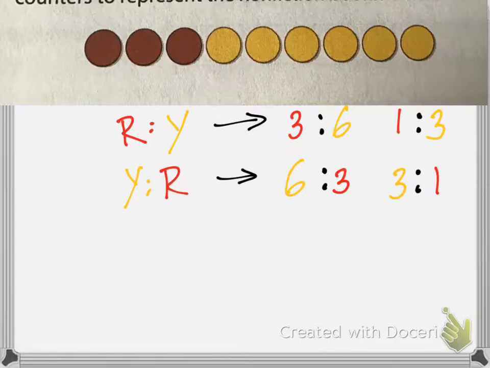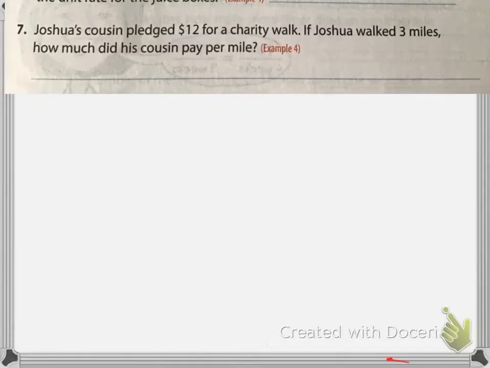So when we do this, you must carefully read the problem and see, is it asking you red to yellow, yellow to red? Is it asking you muffins to cupcakes, cupcakes to muffins? Because if you get the wrong ratio, if you put them in the wrong order, it is incorrect.